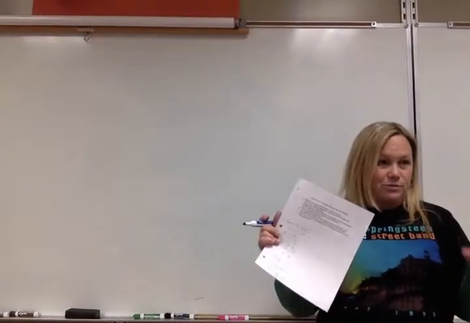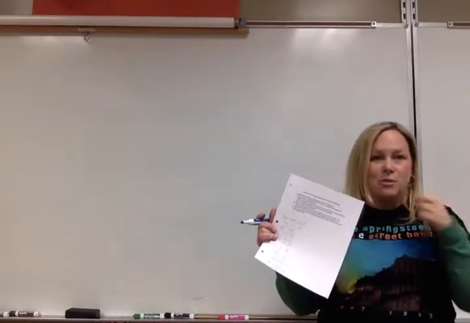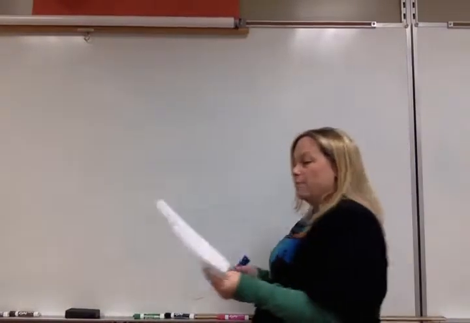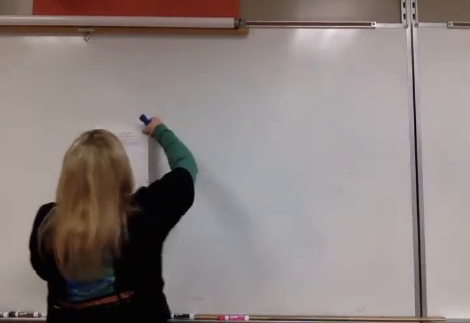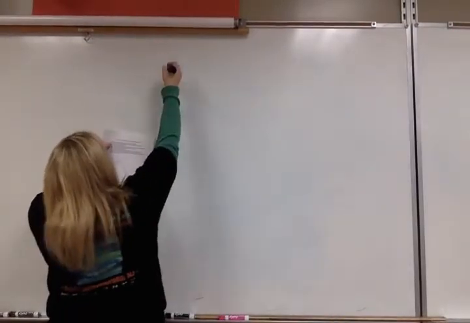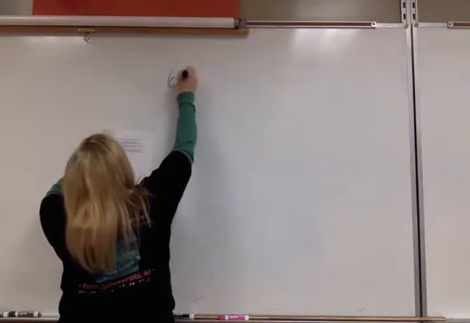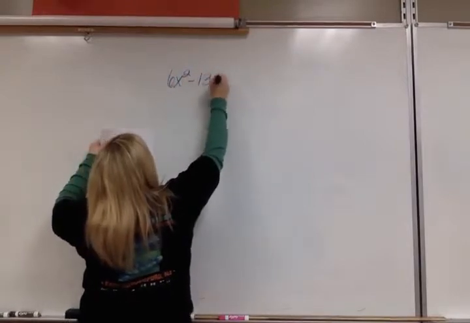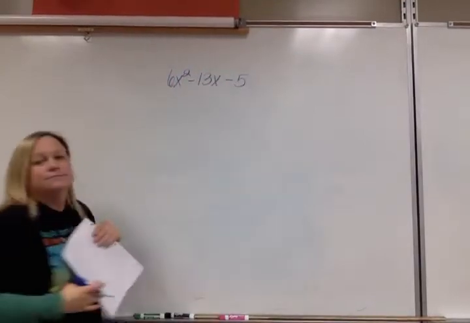All right, now the next step is using the alternate method for factoring when your lead coefficient is not 1. Okay? So, well, we'll just do this one. All right, so here's my example: 6x squared minus 13x minus 5.